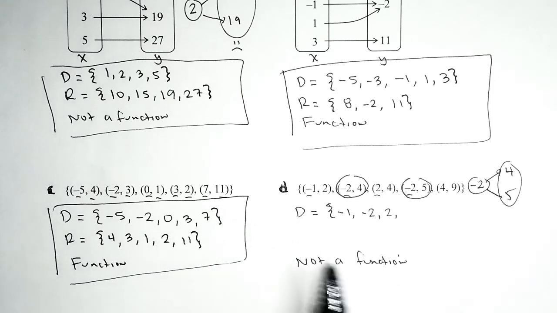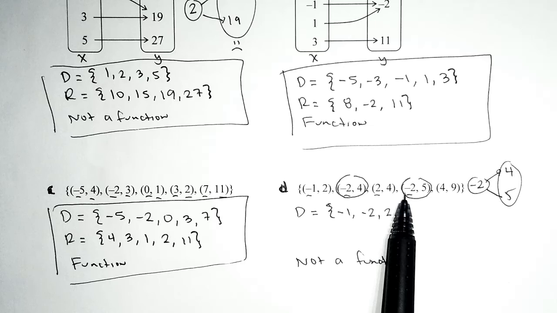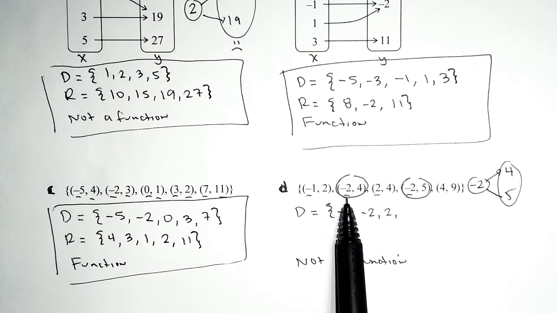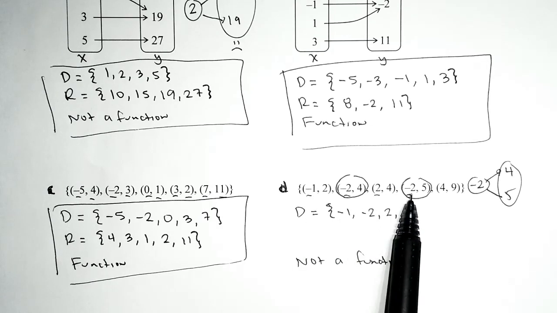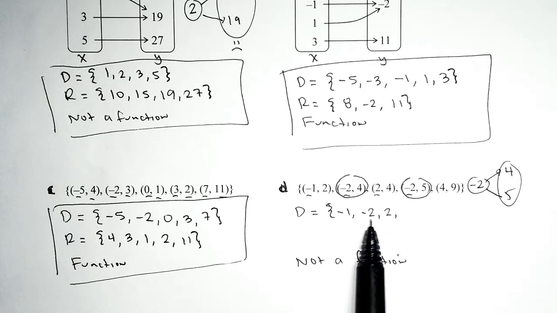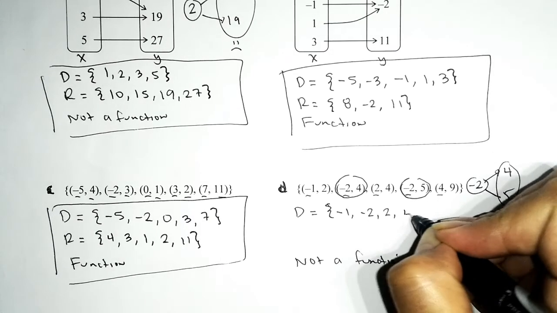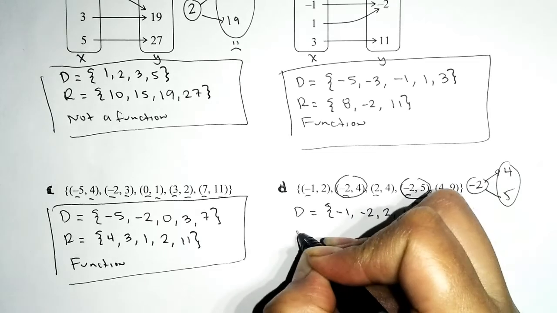Okay, so I forgot where I'm at. So the domain, set of all the input values. So it's going to be -1, -2, +2, -2 again, but you only write it once. Okay, and then we have 4.